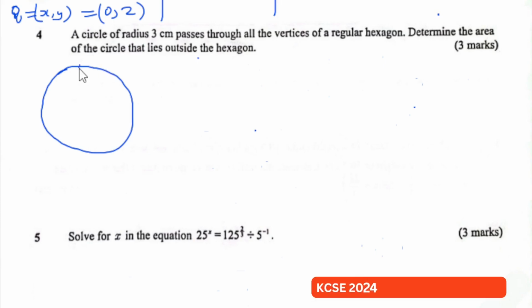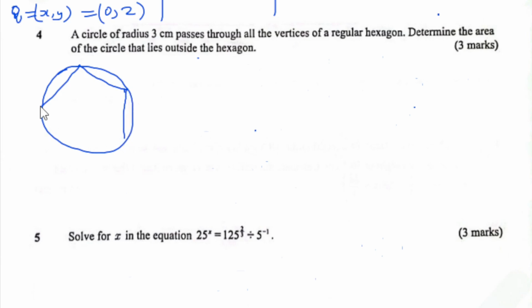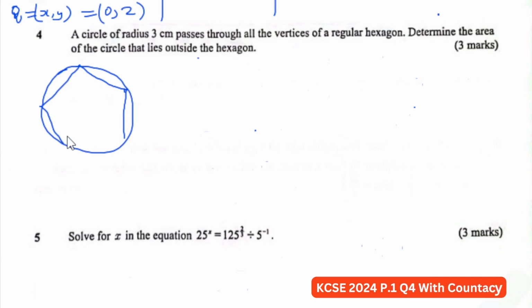So we can have our first vertex from there, our second one there, our third vertex there. We can have our fourth one there, our fifth one there, and finally the last one somewhere there. So that is our hexagon. We can see that it has 1, 2, 3, 4, 5, 6. Those are 6 vertices.